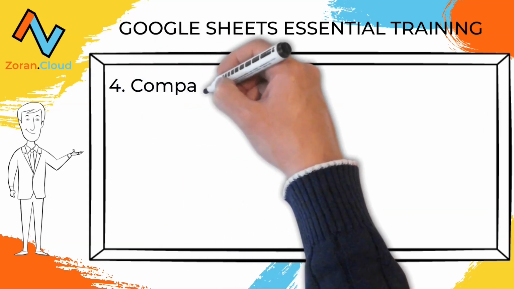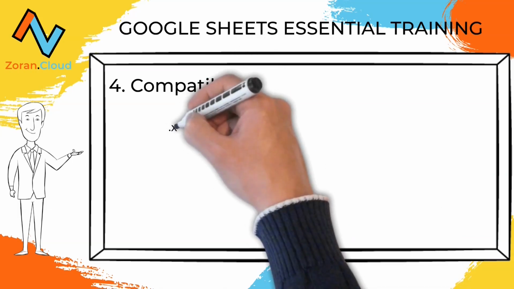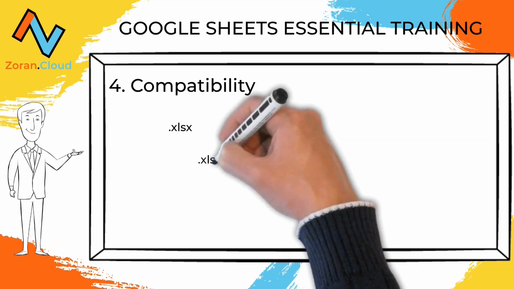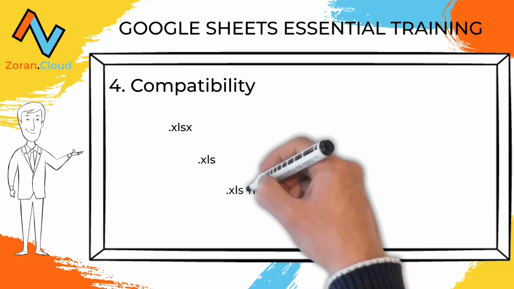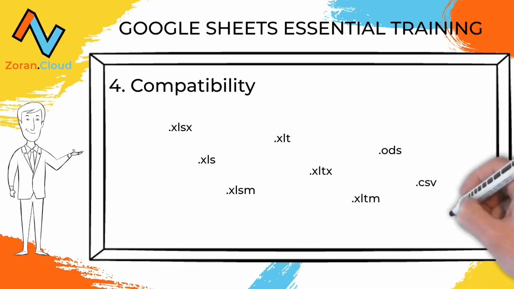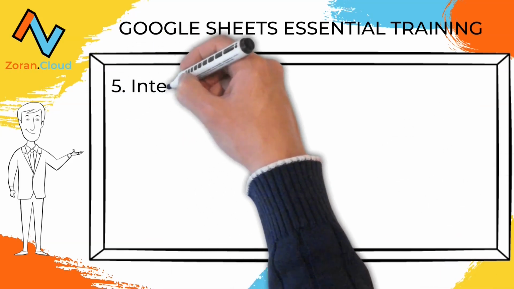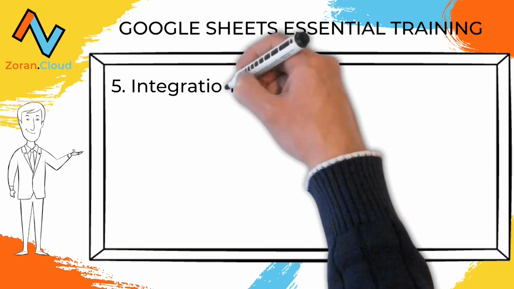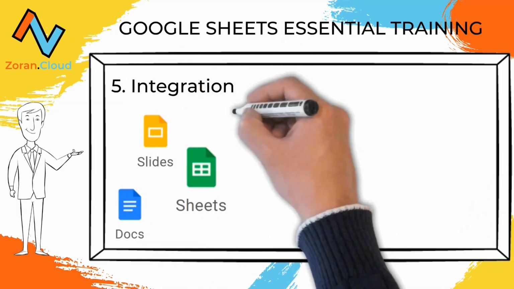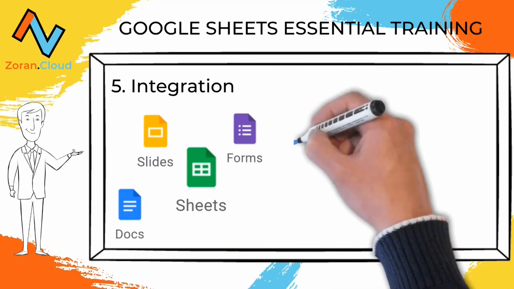Compatibility with other programs. Google Sheets supports multiple spreadsheet file formats and file types. Users can open, edit, save, or export spreadsheets and document files into Google Sheets. Integration with other Google products. Google Sheets can be integrated with other Google products such as Google Docs, Google Slides, Google Forms, Google Finance, Google Translate.